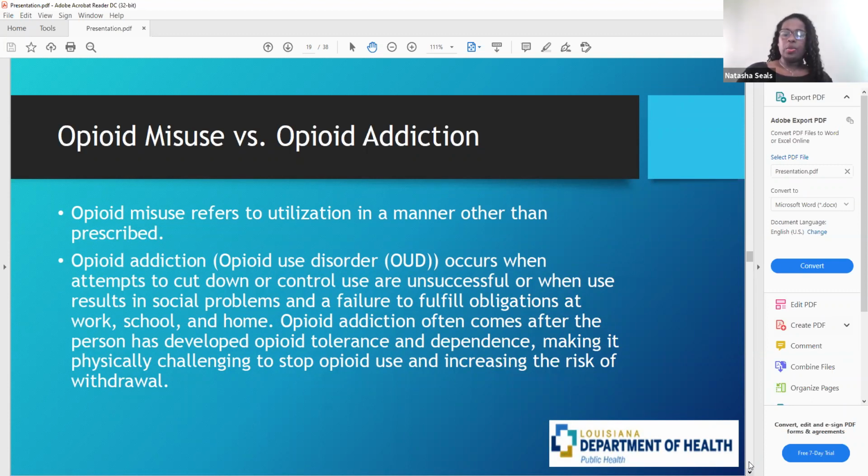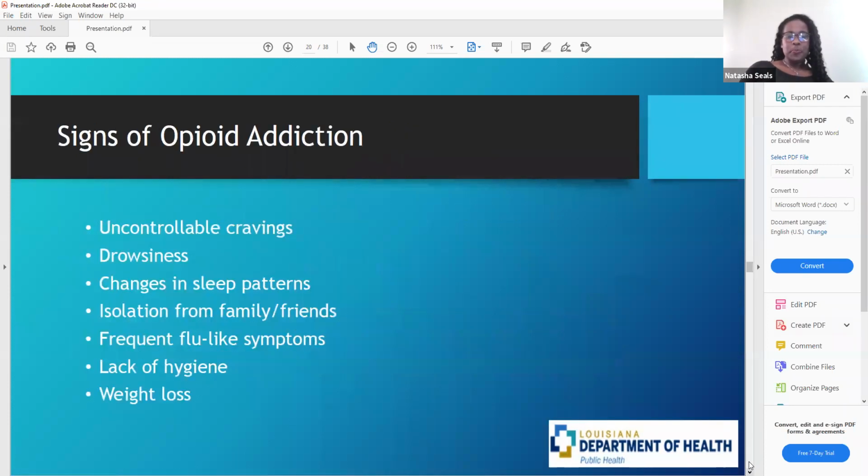It's important to note that with addiction, there is no stereotypical type of person. It can happen to anyone. You can be old or young, you can be rich or poor, you can be black, white, or purple. It does not matter. It can happen to anyone. Next slide, please. So here are some signs of addiction.